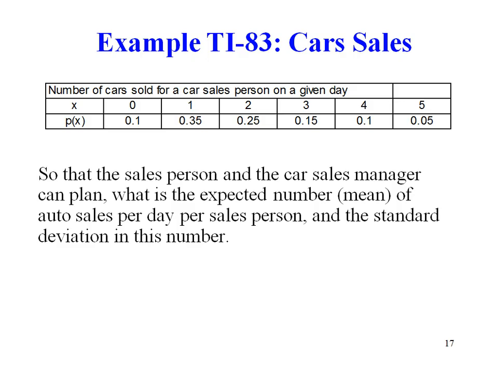Anyway. Okay, so let's do a couple of examples with the TI-83 calculator. Say we have the number of cars sold per car salesman on a given day. X is either 0, 1, 2, 3, 4, or sometimes you get really lucky and sell 5. The probability of selling none would be 10%. Selling one, 35%. Most likely they'll sell 1 car a day. These numbers I just made up, but it's an example. 2 cars about 25%, 3 cars 15%, 4 cars 10%, and 5 cars 5%.